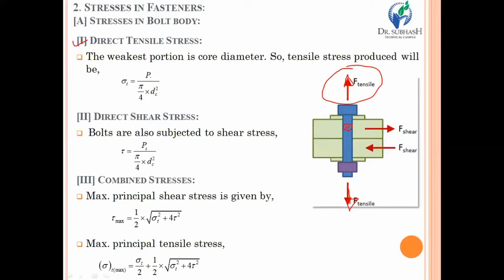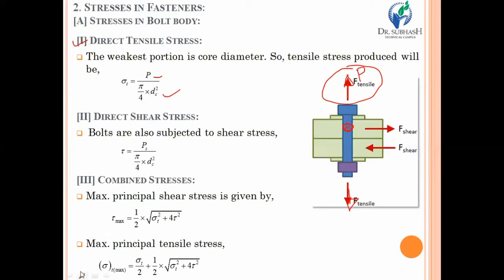And for that, it is very easy. Stress or tensile stress is equal to force upon cross sectional area. So this is the diameter dc. So pi by 4 dc square will be the cross-sectional area. P is the external force that we apply over here. So ultimately, the tensile stress will become P upon pi by 4 dc square.